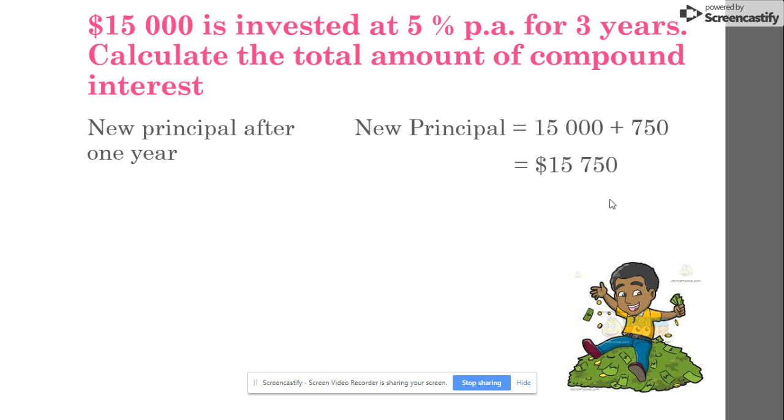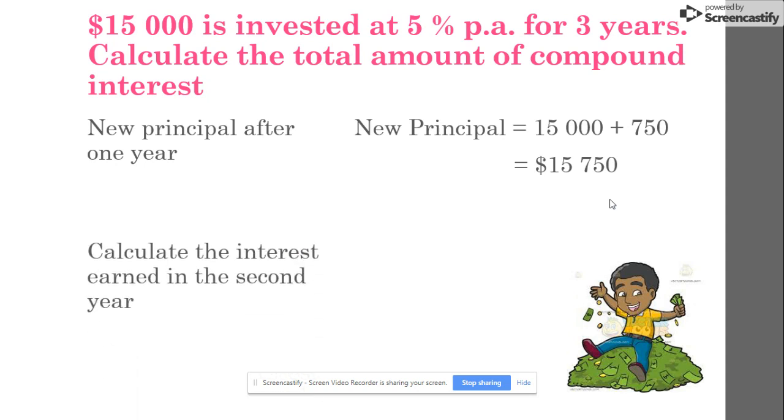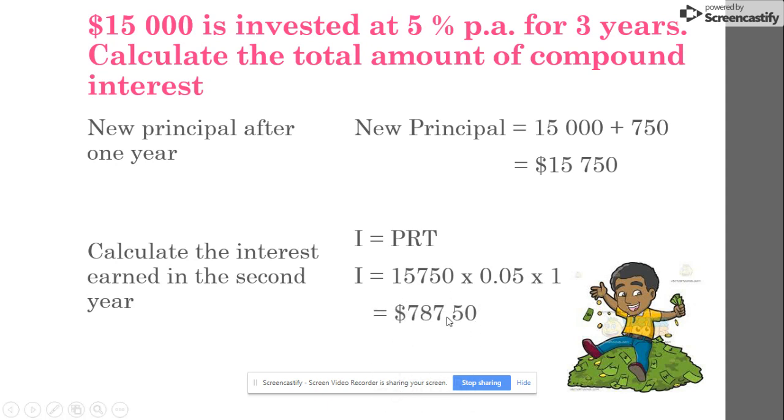So we've got more money. We do the same thing. We say, okay, take the interest earned in the second year. So interest is our principal, which is now 15,750, times our rate, which we know was 0.05, times 1 year. We're only going to do 1 year, so it looks like this. 15,750 times 0.05 times 1. Put it in your calculator, and you get $787.50. He makes that in the second year. Fantastic.